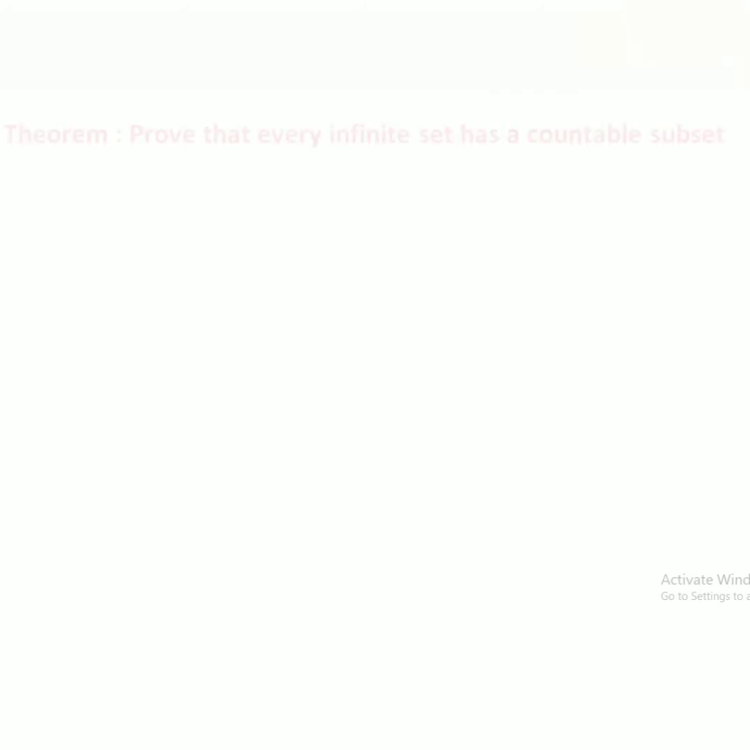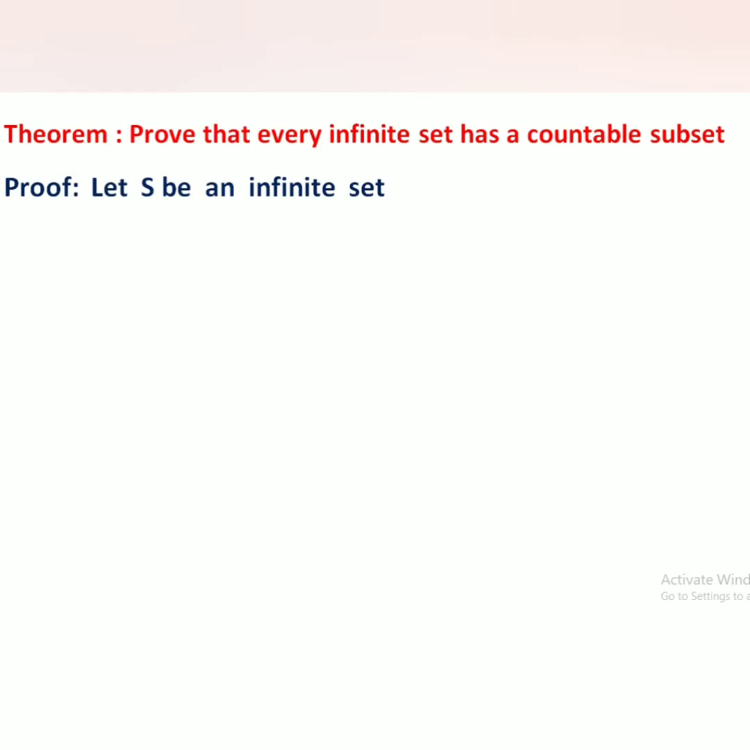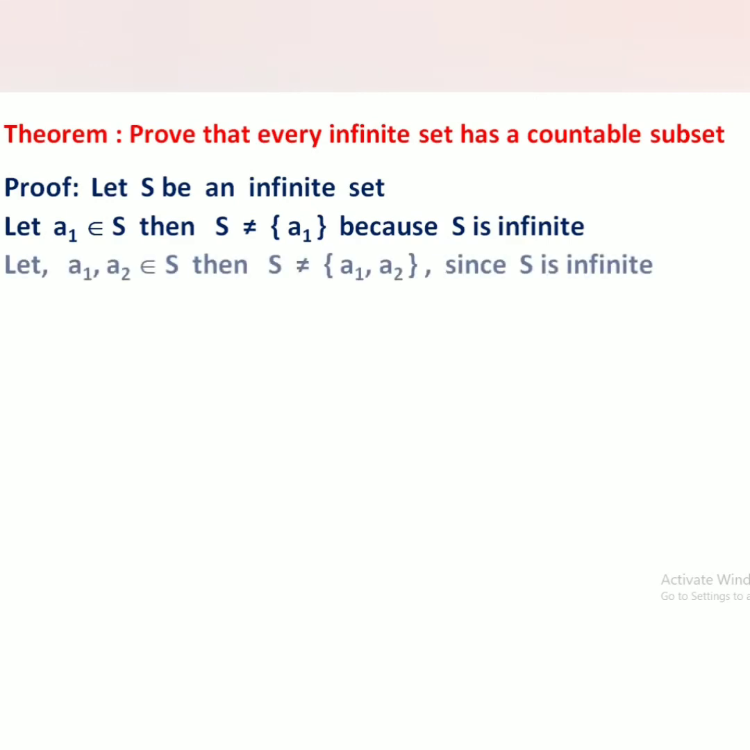So this is the thing. Another one: prove that every infinite set has a countable subset. Every infinite set has a countable subset. For that, let S be an infinite set. Let a1 belong to S, then S may not be equal to {a1} because S is infinite, containing more than some elements. Let a1 and a2 belong to S, then S may not be {a1, a2} because again S is infinite.